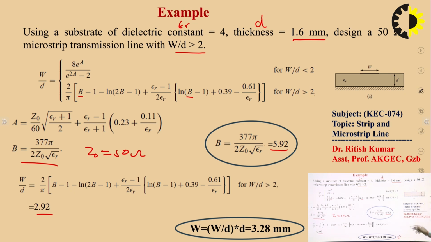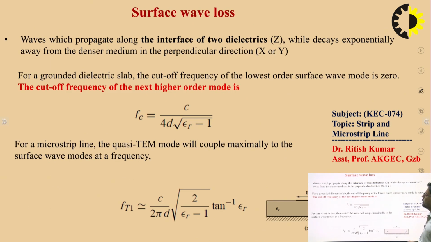So you can clearly see here, w by d is inversely proportional to the characteristic impedance. If you increase the width of this transmission line, you will have a low value of characteristic impedance Z0. So this is an example for designing of a microstrip line.